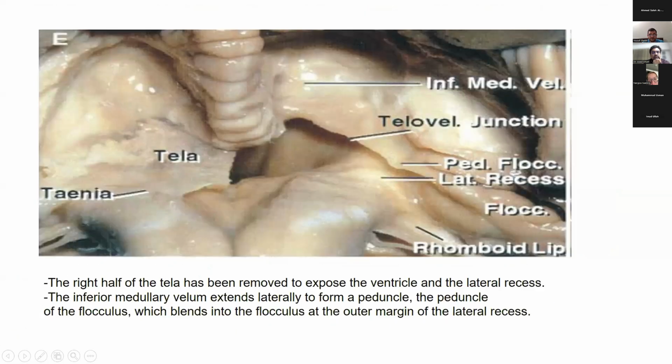Now we will remove the right half of the tela, and now that we have removed the tela choroidea, we have exposed the lateral recess and the fourth ventricle. The inferior medullary velum here extends laterally to form the peduncle, and the peduncle to the flocculus, which blends into the flocculus at the outer margin of the lateral recess. Inferior medullary velum, peduncle, and then the flocculus. And this is the entry to the fourth ventricle.